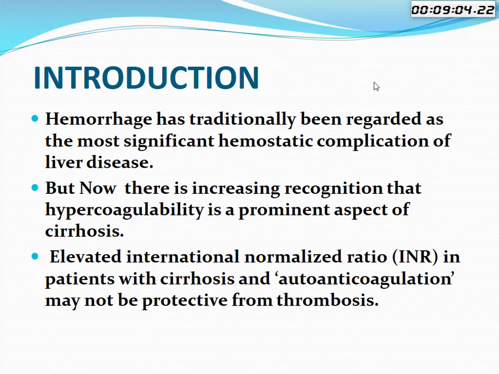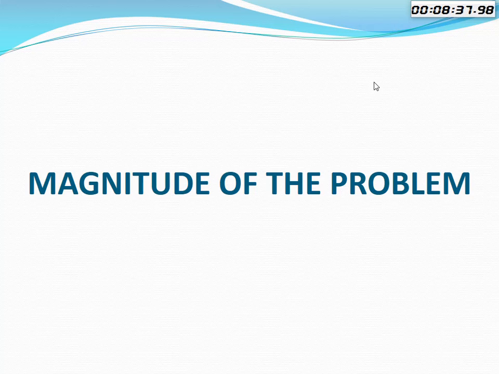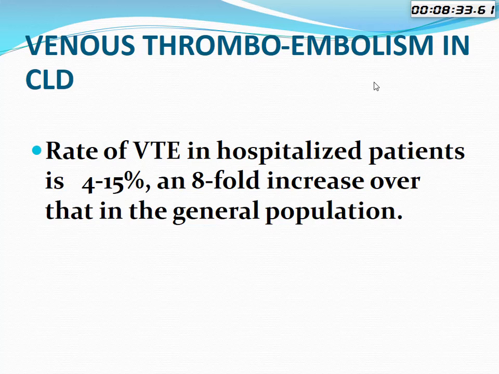So we'll start with the introduction: hemorrhage has traditionally been regarded as the most significant hemostatic complication of liver disease. But now, there is increasing recognition that hypercoagulability is a prominent aspect of cirrhosis. Elevated international normalized ratio in patients with cirrhosis and the auto-anticoagulation may not be protective from thrombosis. But what is the problem? We have to know the problem.